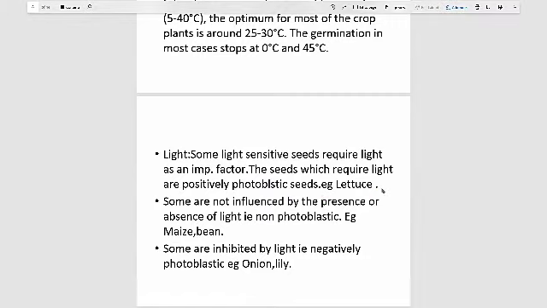Seed dormancy is of considerable advantage to the plant. It enables the embryo to safely pass the unfavorable part of the year and germinate when the conditions are suitable for the establishment of seedlings. In nature, the dormancy period coincides with the unfavorable period for the seedlings of the species.